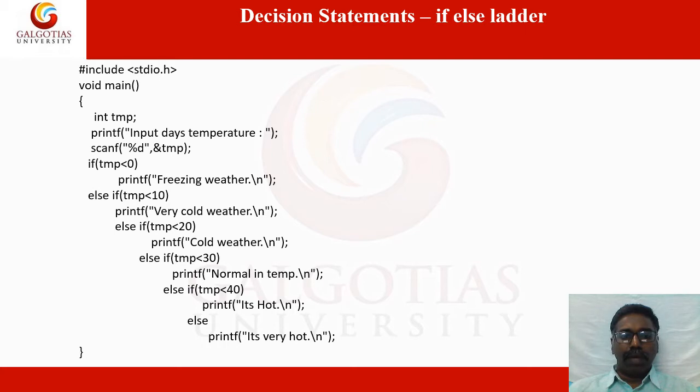We compare using TMP, a variable I use to store the value from the user input. The day's temperature is taken as input, read, and then stored in the TMP variable. If TMP is less than 0, it is freezing weather. Else if it is less than 10, it is very cold weather. Else if it is less than 20, it is cold weather. Likewise, several else if statements are constructed, and then a final else statement. If none of the else if conditions is true, the final statement is executed.